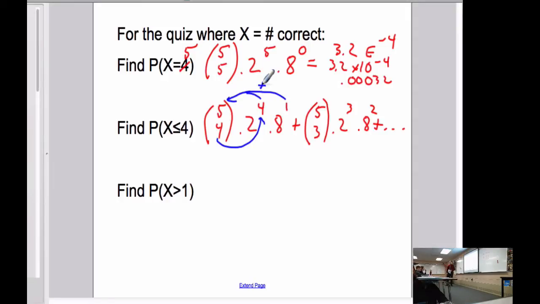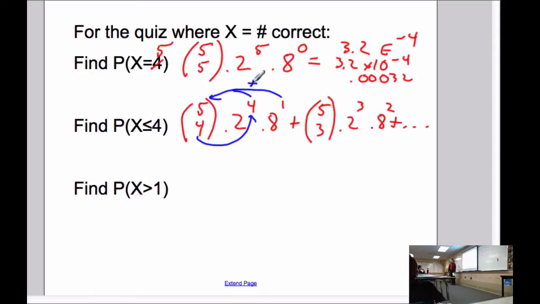Okay, so what about the probability that x is greater than 1? What numbers are greater than 1? Is this discrete or continuous? This quiz, the Spanish quiz, was it discrete or continuous? Could you get 1.1 correct? No, so it's discrete because there are individual numbers.